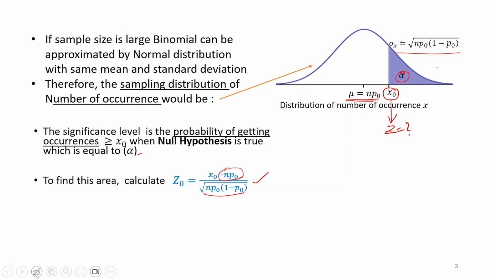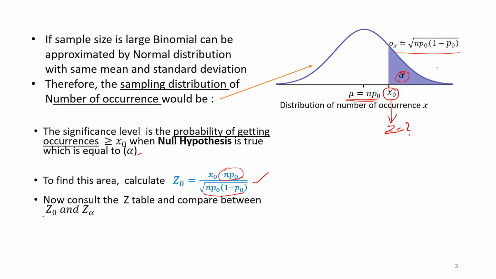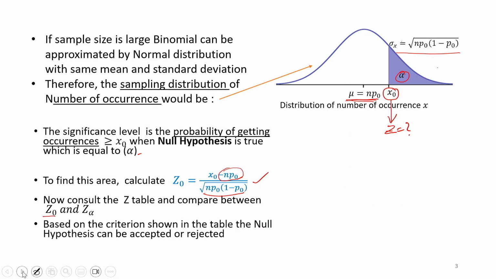Once we know this value of z, we need to consult the standard normal distribution table. If we go to the z table, then for a given value of z, we can find out the area on the right side of the z value. That means we can find out what is my z alpha and what is z0.